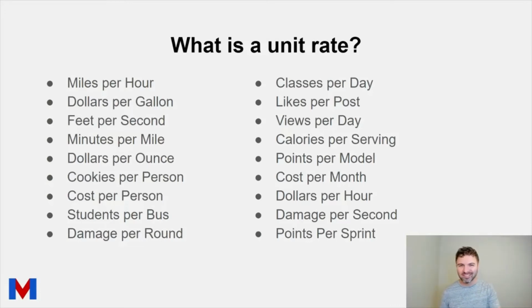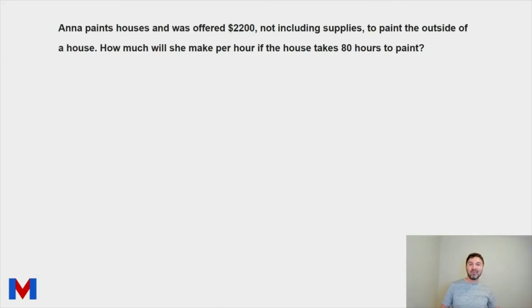They're always there. All right, so let's look at an example here. Anna paints houses and was offered $2,200, not including supplies, to paint the outside of a house. How much will she make per hour if the house takes 80 hours to paint?